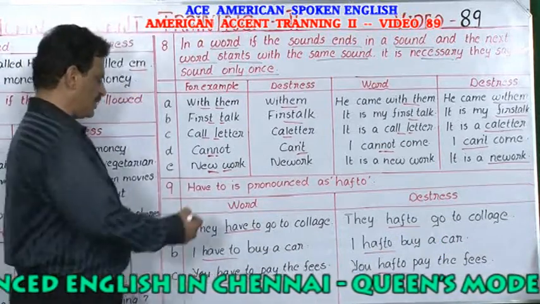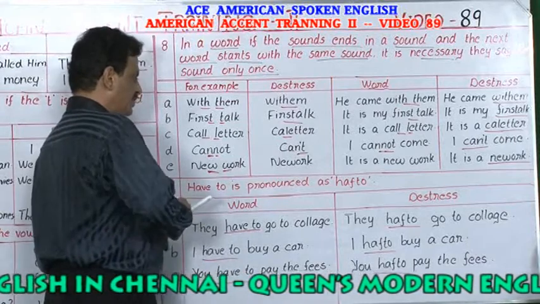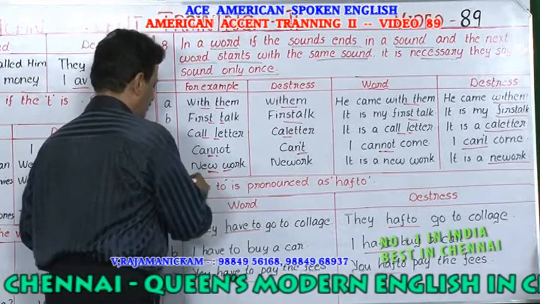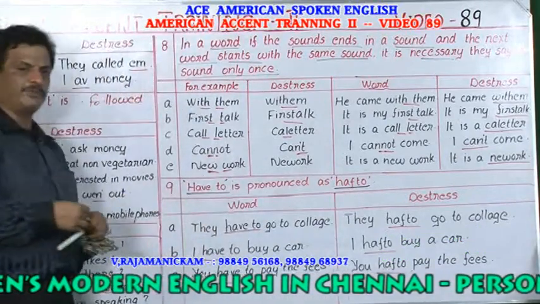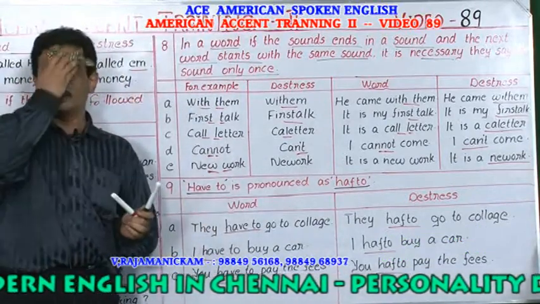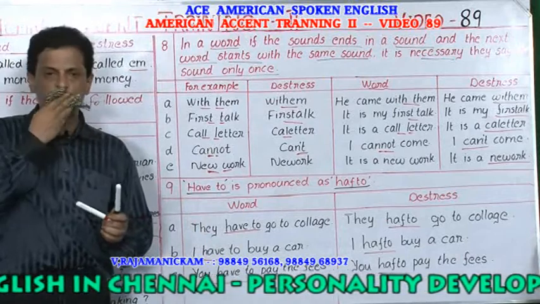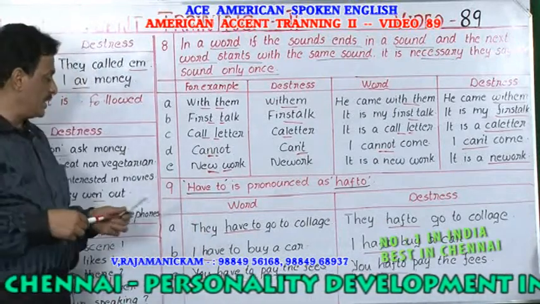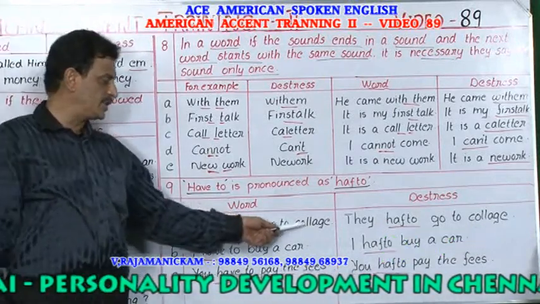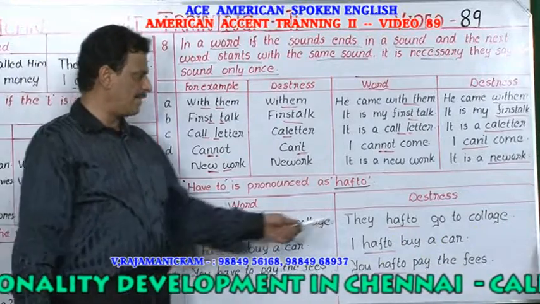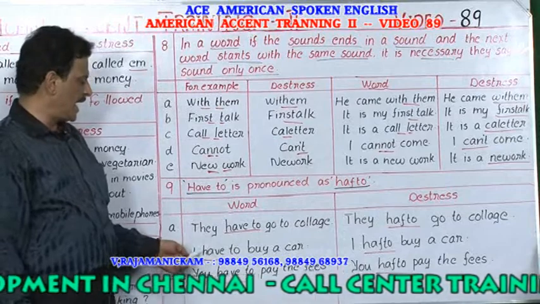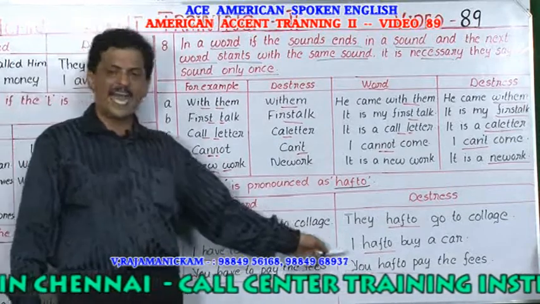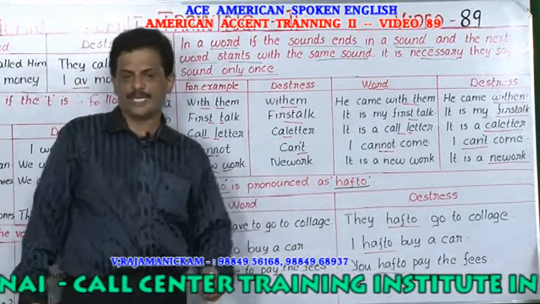Now "have to" is pronounced as "hafta." So what do you mean by have to? Something which you are obliged to do, something which you have to do. They have to go to college. How do you say? They have to go to college. I have to buy a car. You say, I have to buy a car.